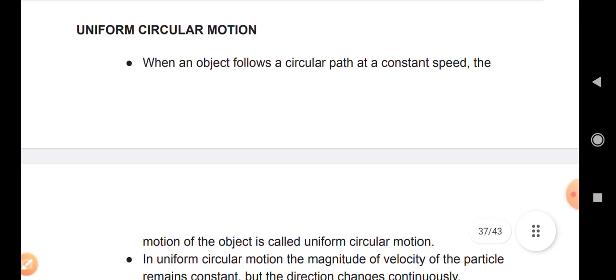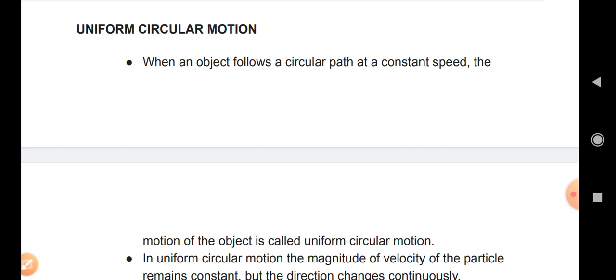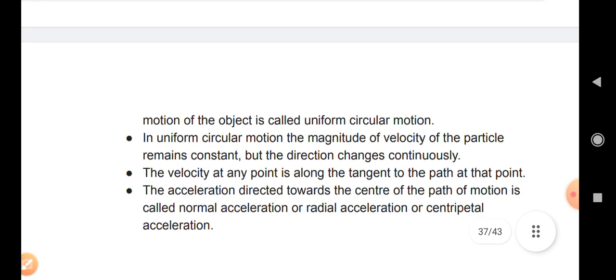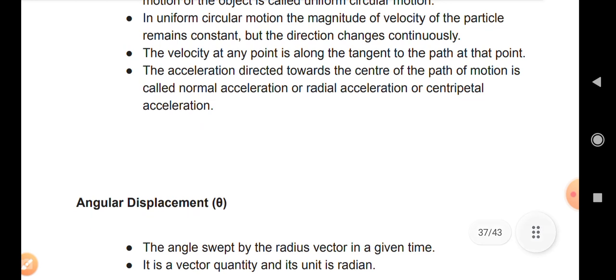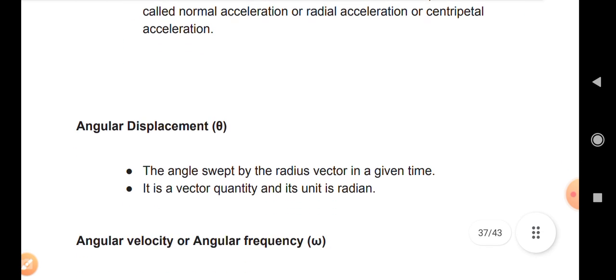Uniform circular motion. When an object follows a circular path at a constant speed, the motion of the object is called uniform circular motion. In uniform circular motion, the magnitude of the velocity of the particle remains constant, but the direction changes continuously. The velocity at any point is along the tangent to the path at that point. Acceleration directed towards the center of the path of motion is called normal acceleration or radial acceleration or centripetal acceleration.